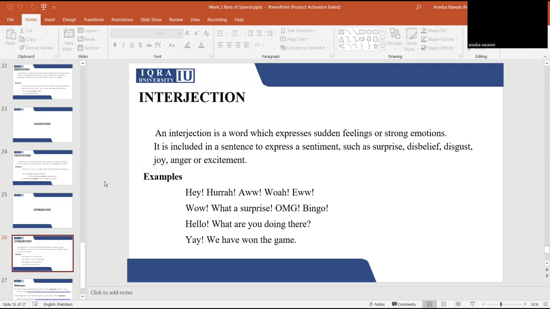The examples being: hello, what are you doing here? Yay, we have won the game! Hello as well as yay are interjections. And when we use an interjection, we use an exclamation mark. We do not use a period. We do not use a full stop. We use an exclamation mark. Okay.